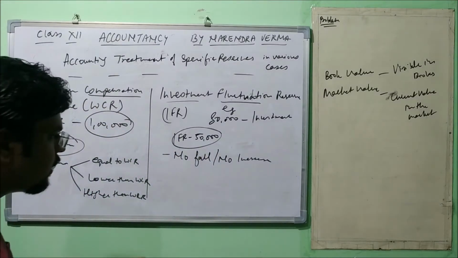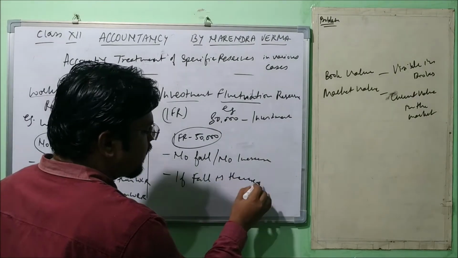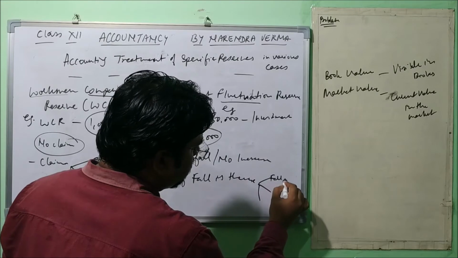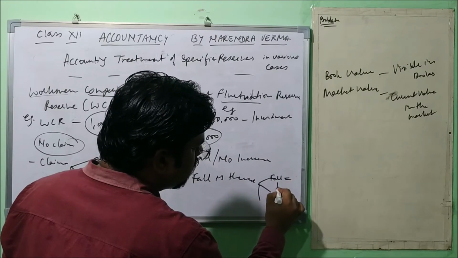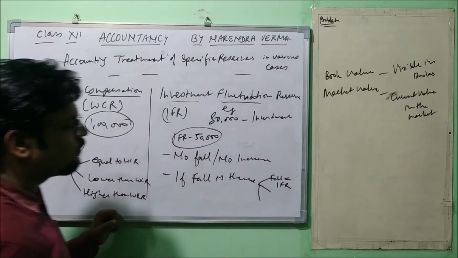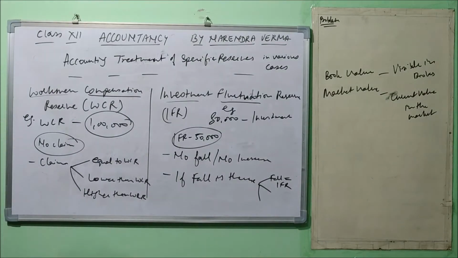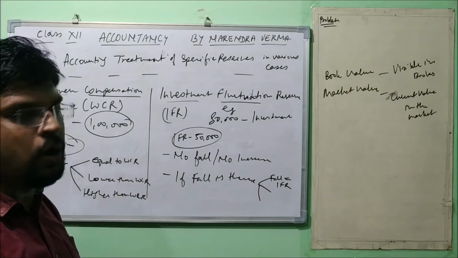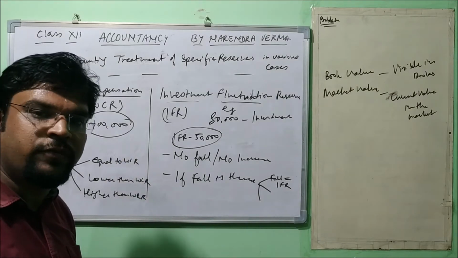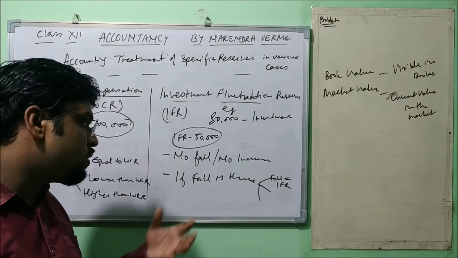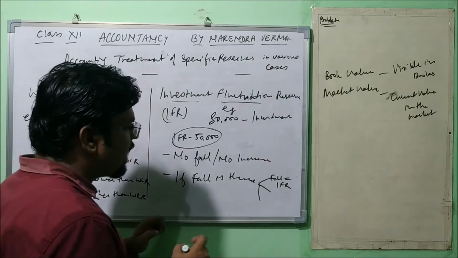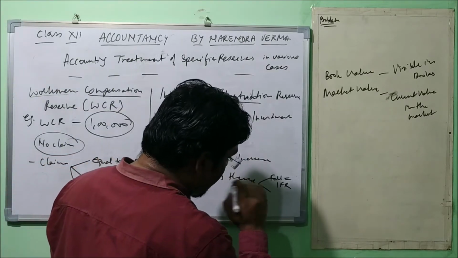Another point. If a fall is there, then there are again three possibilities. Fall is equal to IFR, right? So how much maximum fall can the firm bear? 50,000, because they have maintained the reserve of 50,000. Okay, so this is also a rare possibility, but the possibility is there. But there are high chances of a higher fall.